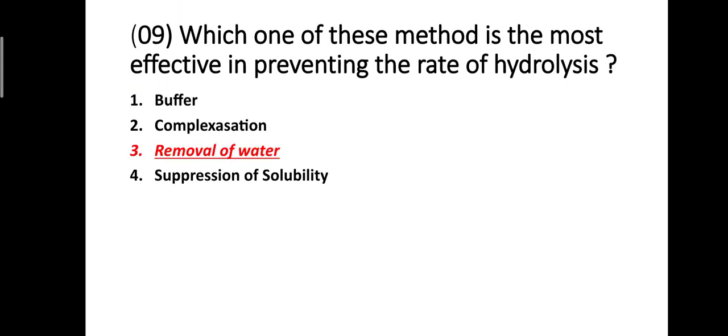Question 9. Which one of these methods is the most effective in preventing the rate of hydrolysis? Option number first, buffer; second, complexation; third, removal of water; and fourth, suppression of solubility. And the correct answer for this question is removal of water, option number 3.